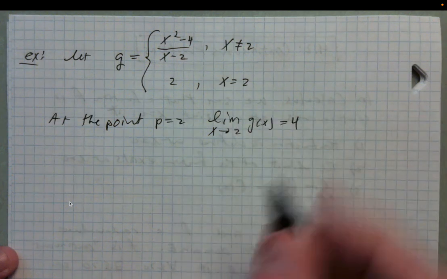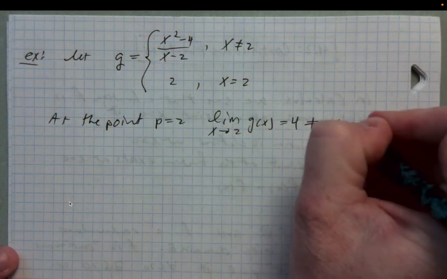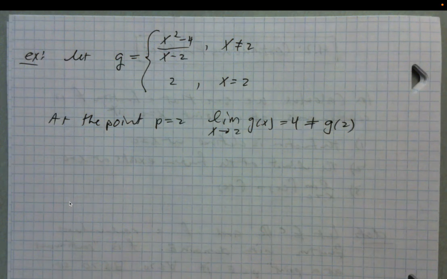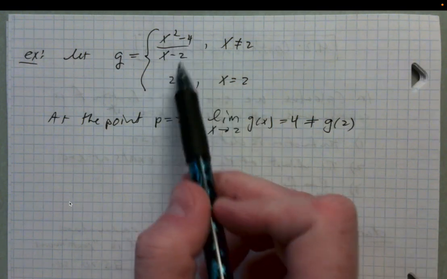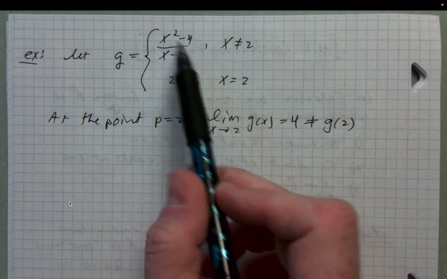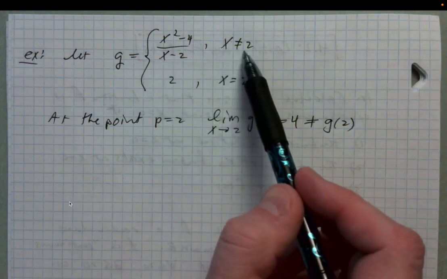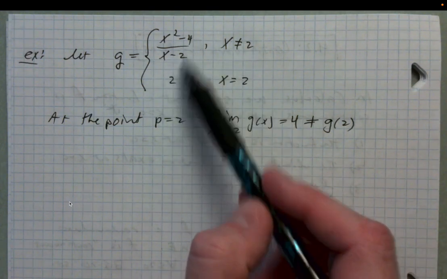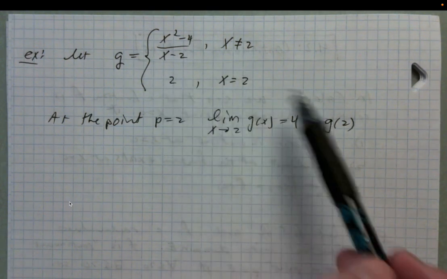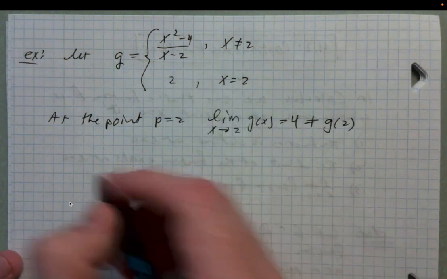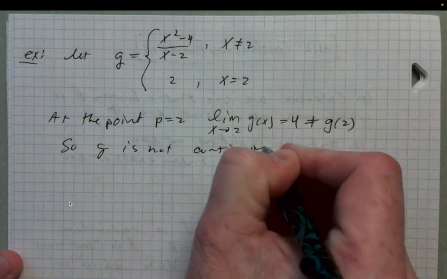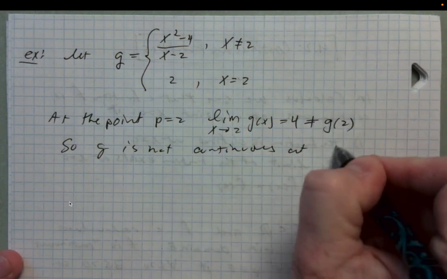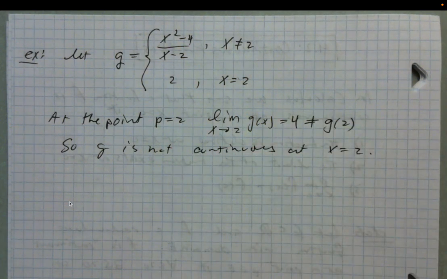The limit exists, but it's not equal to g of 2, right? G of 2 is 2, right? The limit of this upper piece is 4. If you think through this and look at this, you can see that this converges to 4 as x gets closer and closer to 2. But the way the piecewise function is defined, there's a jump here, right? So there's a discontinuity. So g is not continuous at x equals 2. Right, this is a simple example.